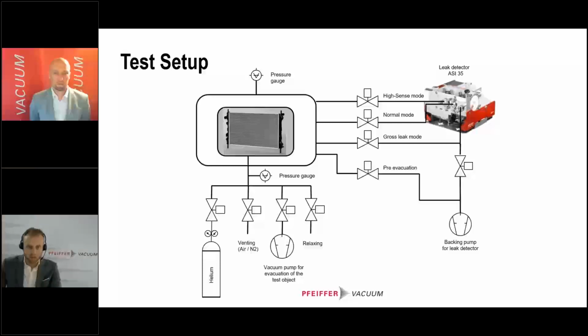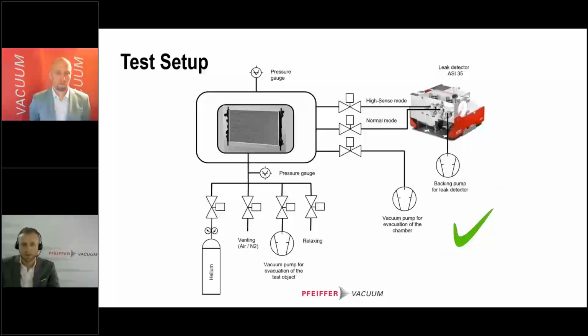Here we use the backing pump of the leak detector also for the chamber evacuation. And this is something we usually do not recommend because we want to avoid any kind of tracer gas diffusing into the leak detector back through the backing pump. So what we recommend is a setup like this. We use a separate pump for the chamber evacuation and a separate pump to back the leak detector. So this is just on the safer side, and we are sure that we do not have tracer gas contamination in the cell.